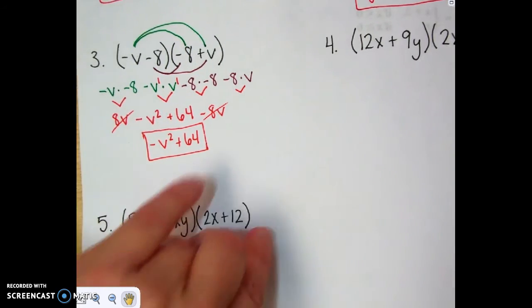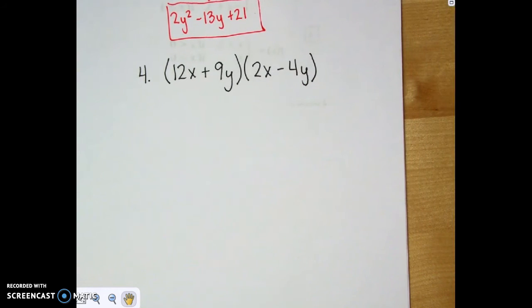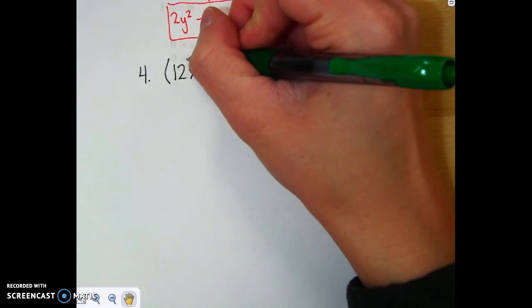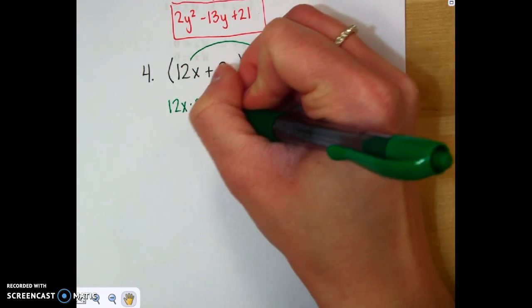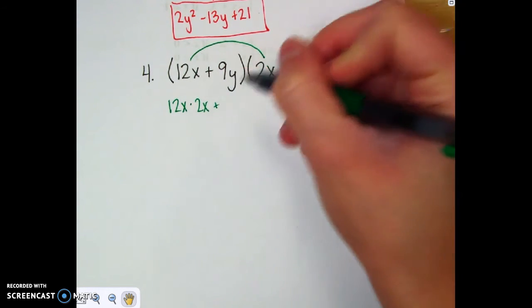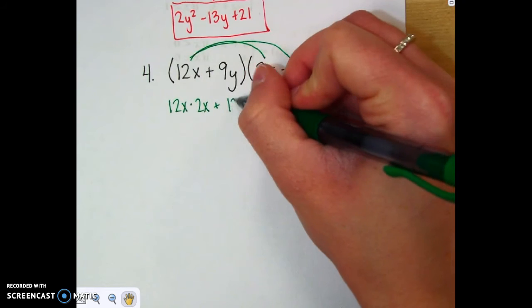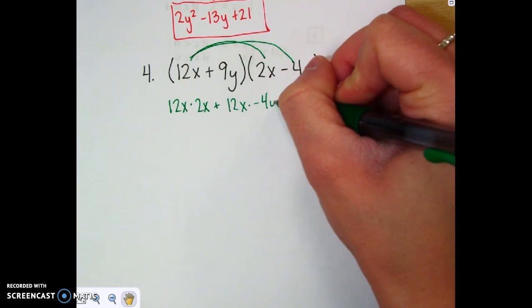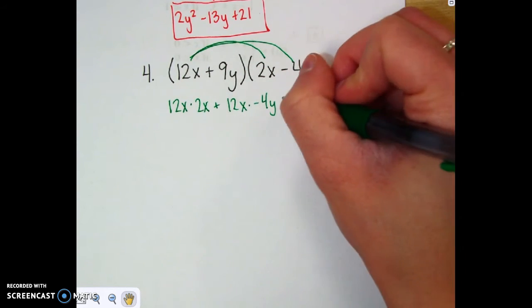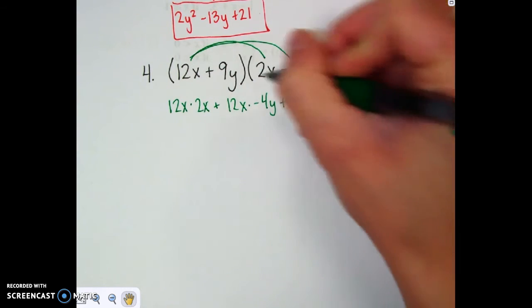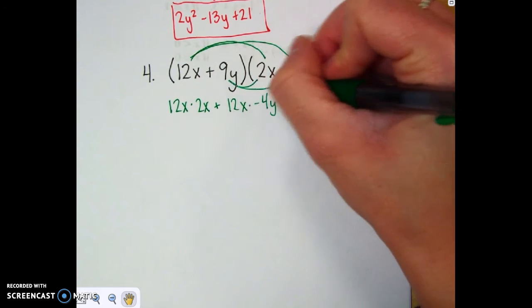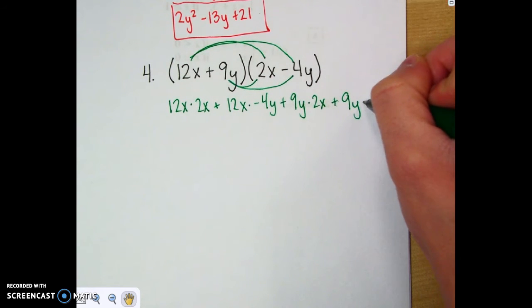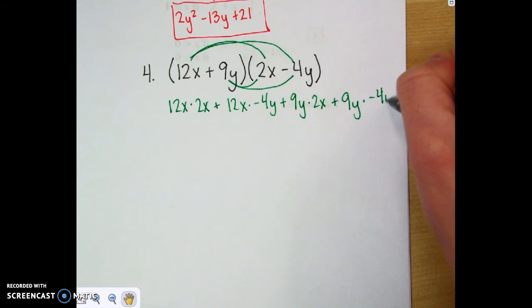Okay, let's look at number 4. Hopefully you have this pattern down by now. This is 12x times 2x plus 12x times negative 4y plus 9y times 2x plus 9y times negative 4y.